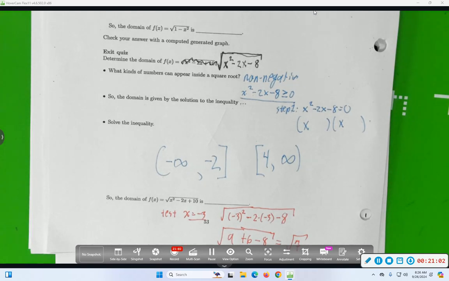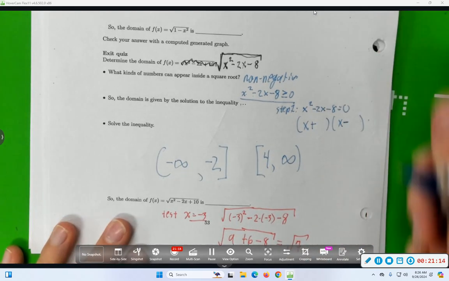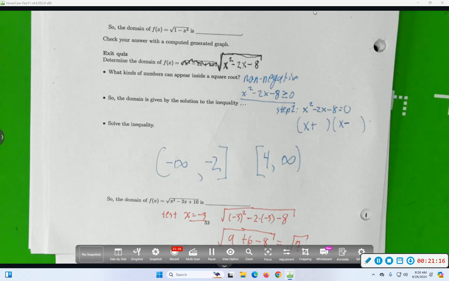I need these two things to multiply together to be negative 8. So for two things multiplied together to be negative, one has to be positive, one has to be negative. Doesn't matter which one I put where. So now I need two numbers that multiply together to be negative 8 and add together to be negative 2.